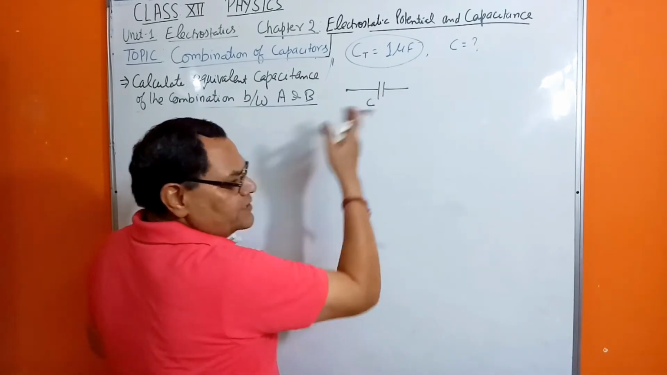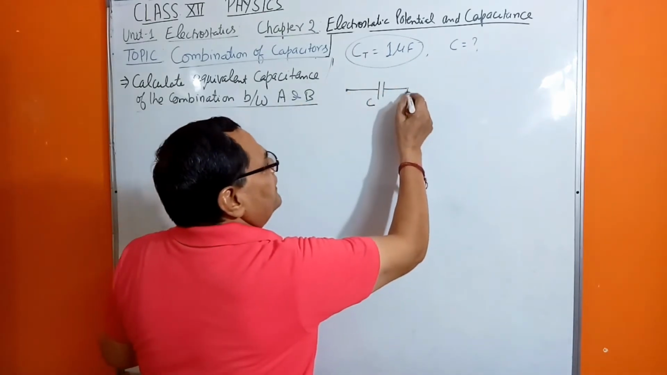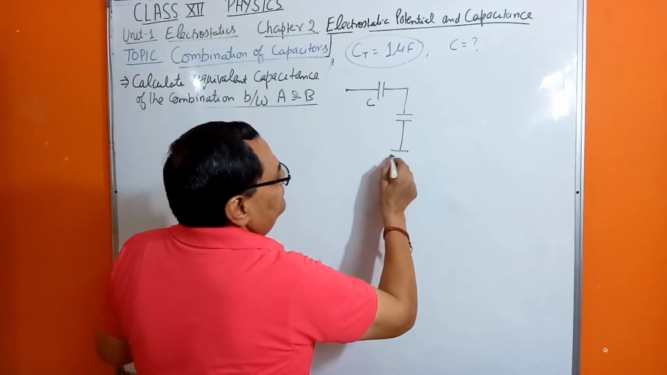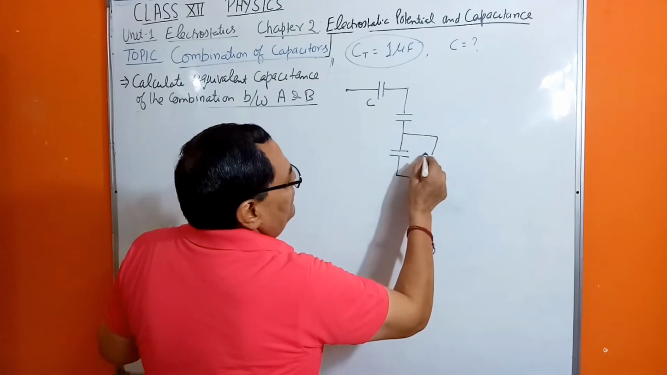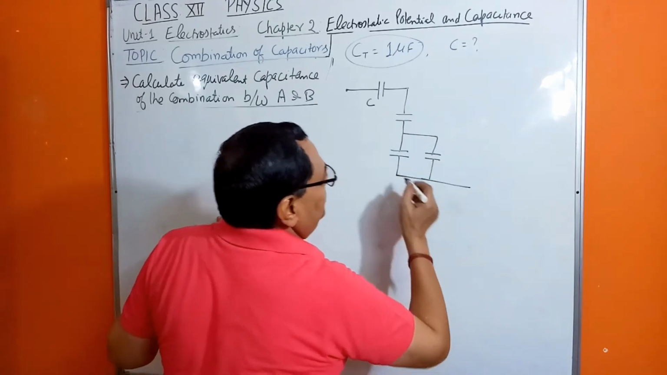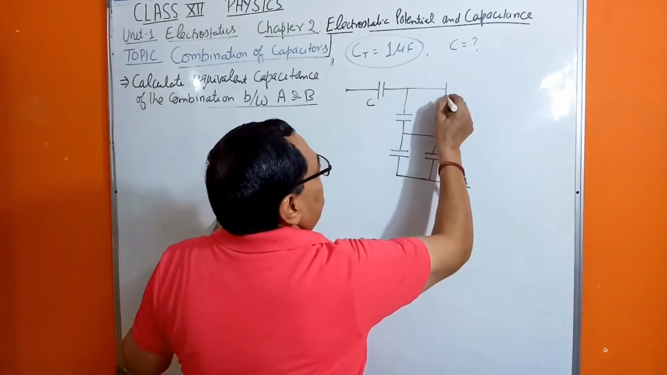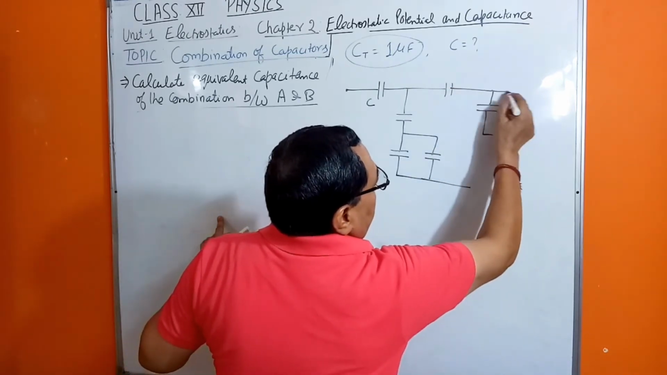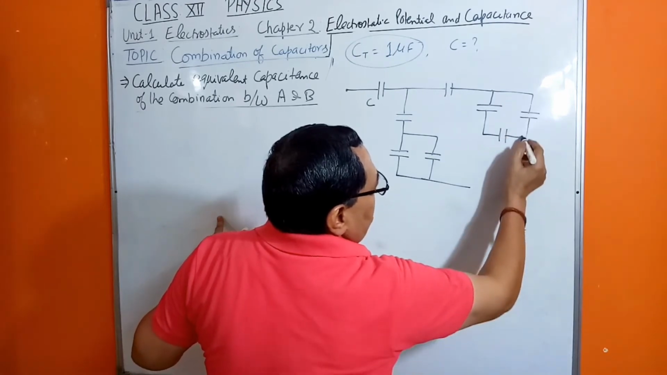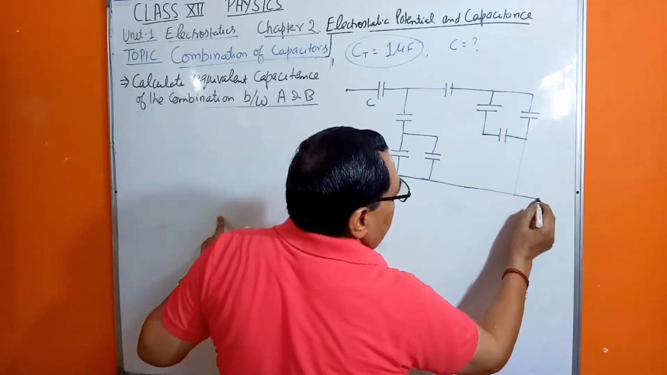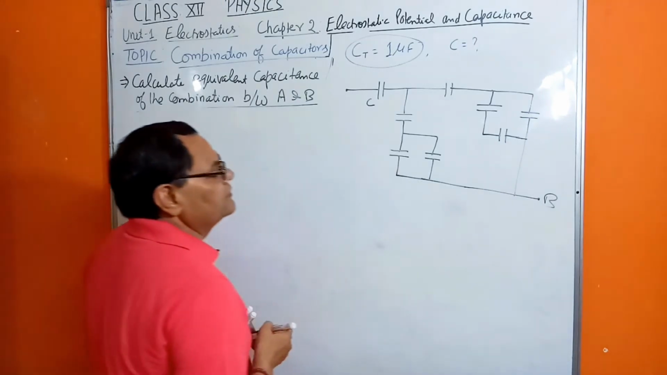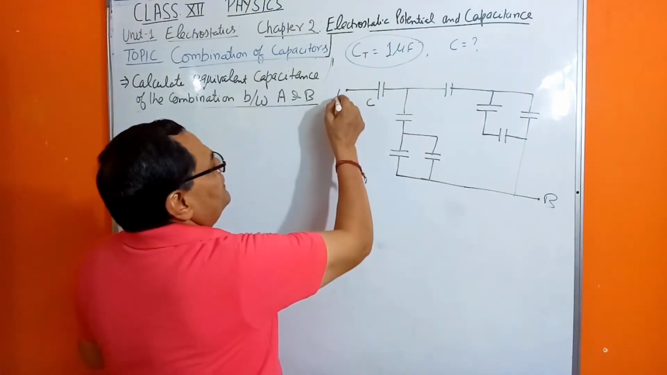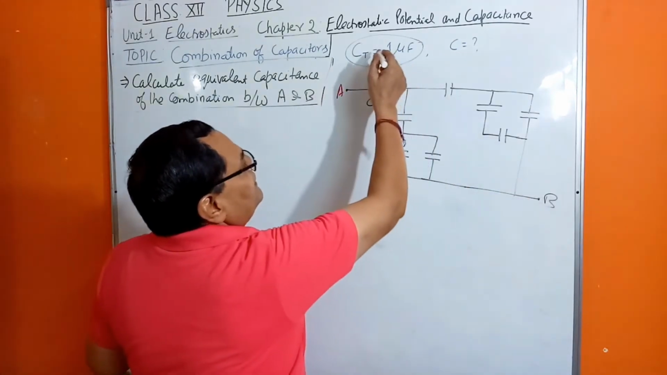Let me put this C. The first capacitor itself is unknown, right? So let's say this is the first capacitor. So this is the mixed combination, very important. It was asked in IIT JEE. So please be focused and try to understand this. B. Clear? So here the question given is between A and B, the net capacitance is given.